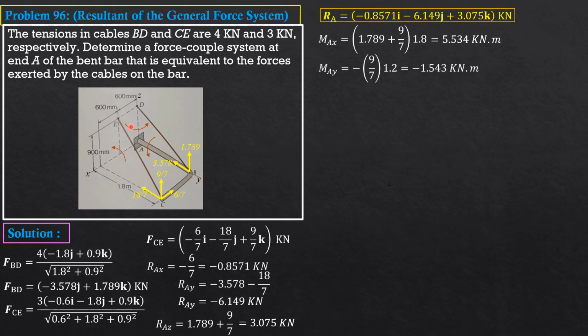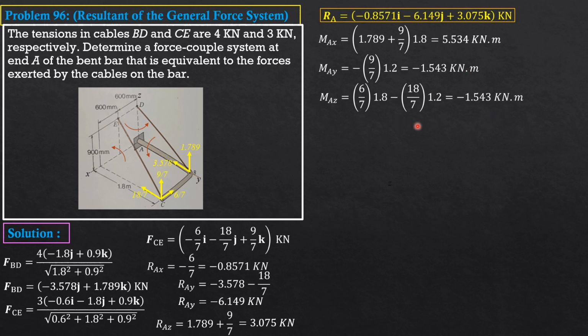6 over 7 will have positive moment, the same sense. You look at the sense. Its moment is in that sense, so positive. And its moment arm is 1.8, this 1.8 here. Then 18 over 7 is opposite, so it is negative. So therefore, moment AZ is 6 over 7 times 1.8 minus 18 over 7 times 1.2. And it is negative 1.543 kilonewton meter.